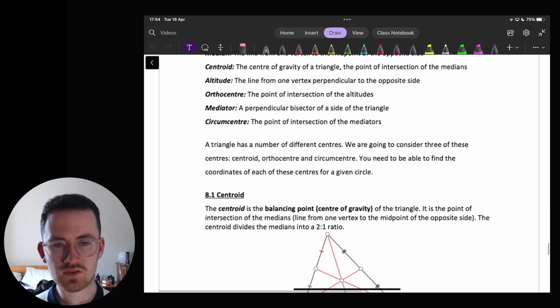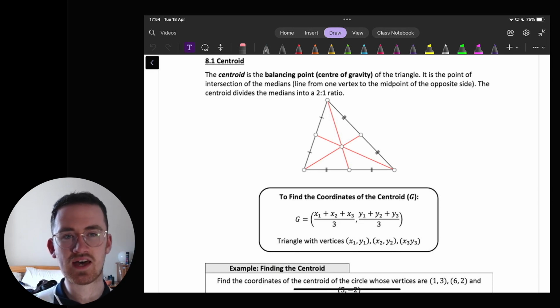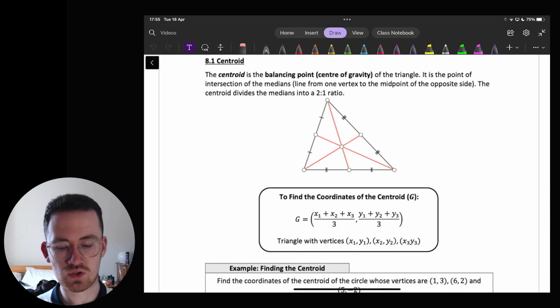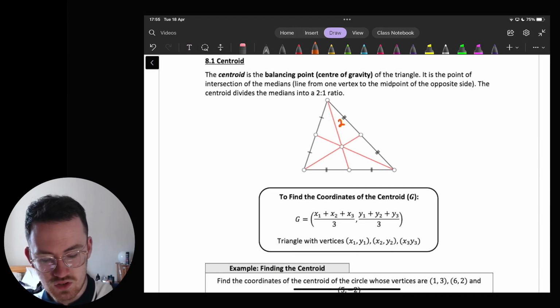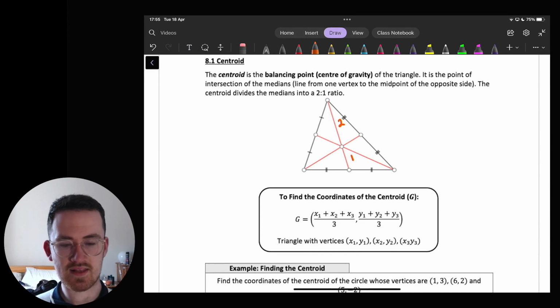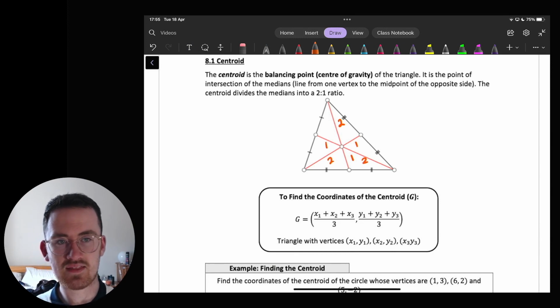Okay, so if we look at the first one, the centroid, we said is the center of gravity. It's sometimes called the balancing point of the triangle, and it's the point of intersection of the medians, which are the lines from one vertex to the midpoint of the opposite side. The centroid divides the medians into a 2:1 ratio. So what we mean by that is that this part here is twice as long as that part for each of these medians. We can see visibly there how that would look.